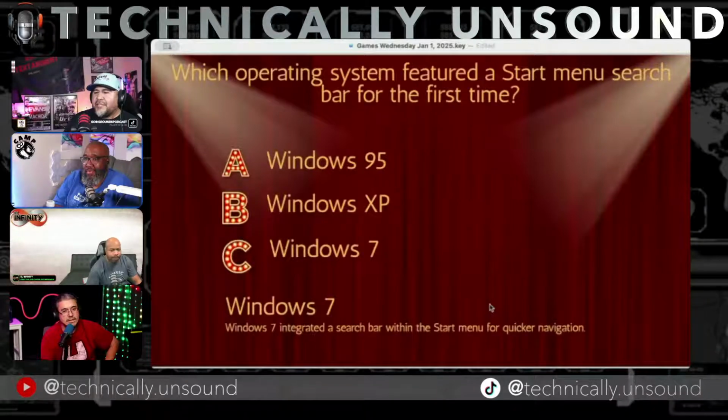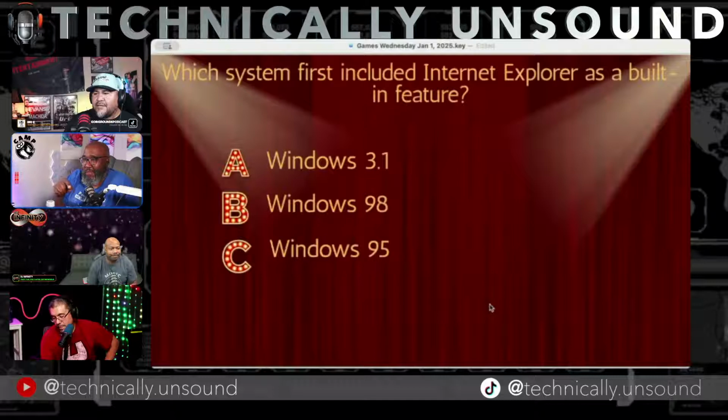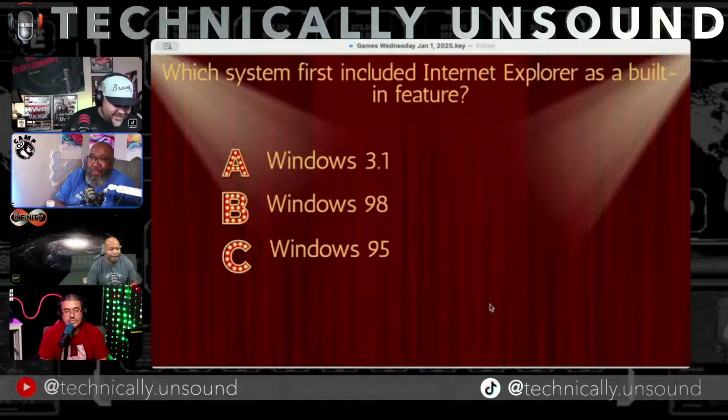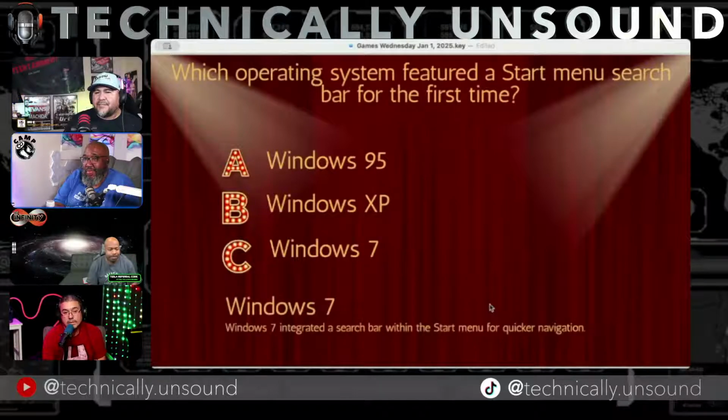How about you just play the game? Let's go. What system introduced Internet Explorer? Go back to that, because that wasn't right. Because it literally said, oh, never mind. Don't play. You're not allowed to play anymore. No, which one? Which introduced the start menu? Yeah, but look at the answer that it gave you. Yeah, I'm going with C.